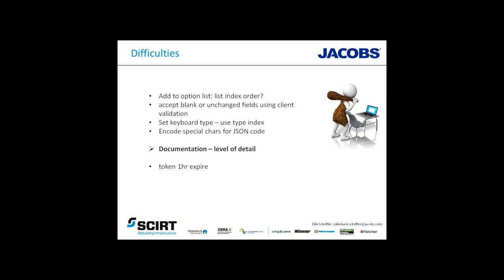A few other things, like setting the keyboard type, weren't very well documented on the website. It only lists all the different types of keyboards, but not what the ID of those is, because you have to tell the API what the ID of the keyboard type is. Things like encoding JSON characters: when you create your JSON code, you need to make sure that all the special characters that JSON doesn't like straight out are encoded for JSON, otherwise it falls over.